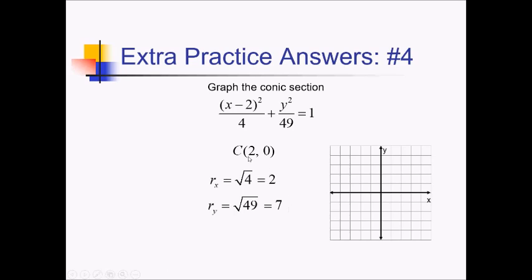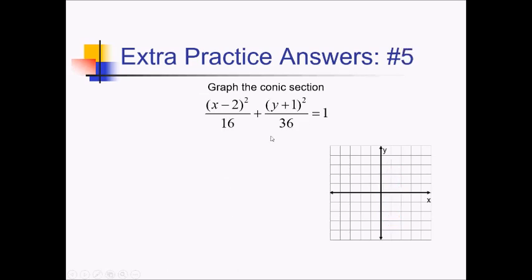So graphing out my center, I'm going to need to go by 2's on this one, because if I'm going 7 in each direction, definitely not going to be able to fit all that on this grid. So going by 2's, we've got the center of (2, 0) right there. My x radius says go 2 left and 2 right. So here's 2 left, here's 2 right. And by the y radius, I have to go 7 up and 7 down, and then connect those to get my ellipse.